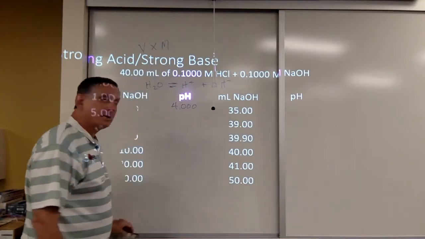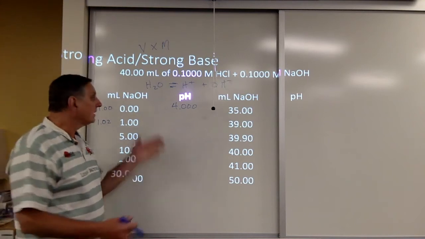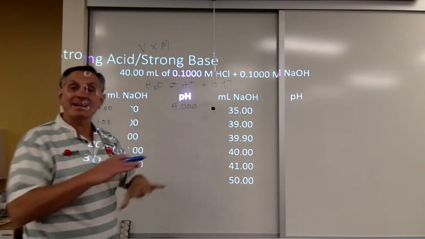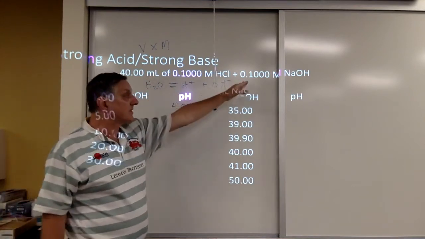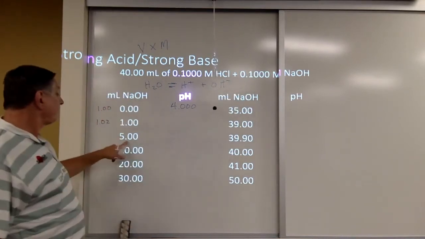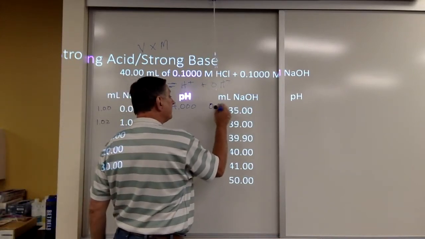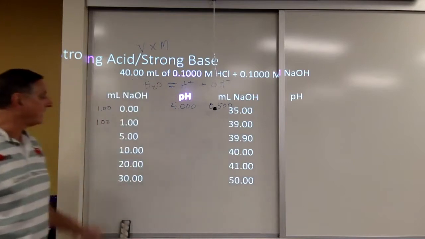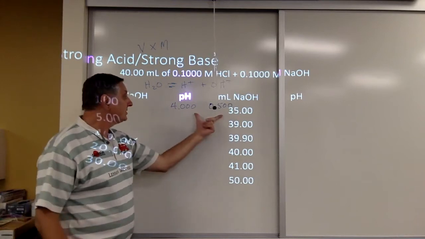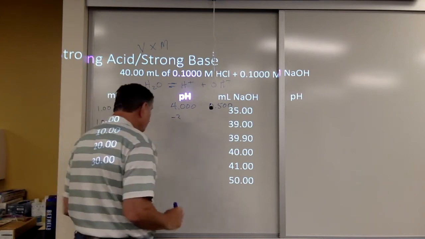Everything I'm doing from now on, 5, 10, 20, 30, it's the exact same thing. I know that I'm starting with 4 millimoles of H plus. That is fixed. That doesn't change. What changes is the number of millimoles of hydroxide that I'm adding. So at 5 milliliters of NaOH, 5 times 0.1 is 0.5. That's millimoles of OH. These two use each other up until one goes away. Oops, minus 0.5.